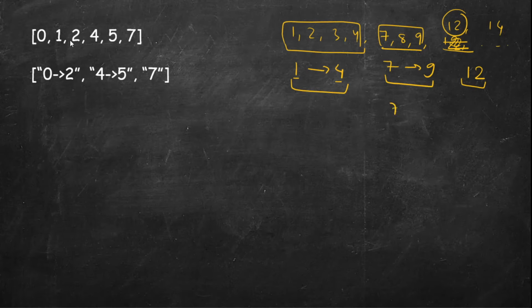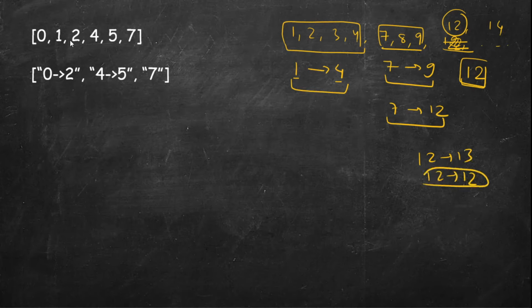We cannot write 7 to 12 because all the numbers here are not present. So 12 will appear separately. It cannot be 12 to 13 or 12 to 12. So if it's same, you don't write it, you just write 12. And next interval will be just 14. And if it's empty, return empty. If it's one number, return just one number.